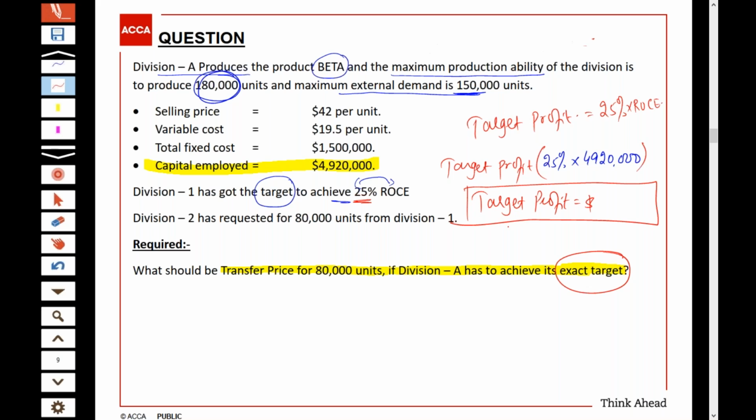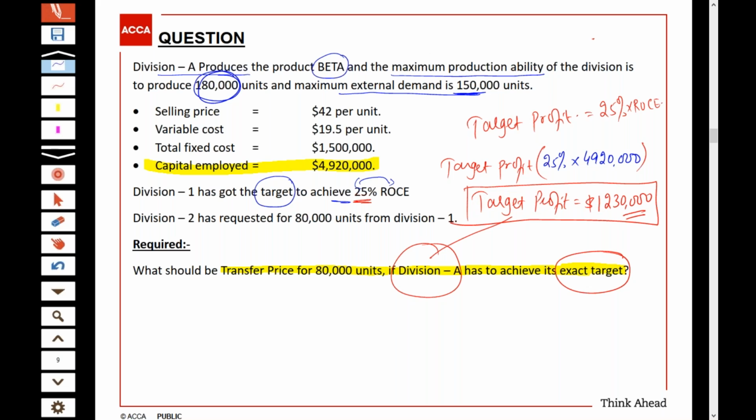What is the target profit for division A? Division A has to earn 25% of 4,920,000. It is 1,230,000. This is the target profit for division A. All right, this is the target for division A. It has to meet this profit target.